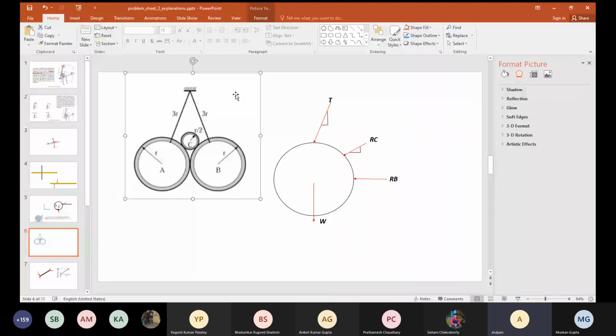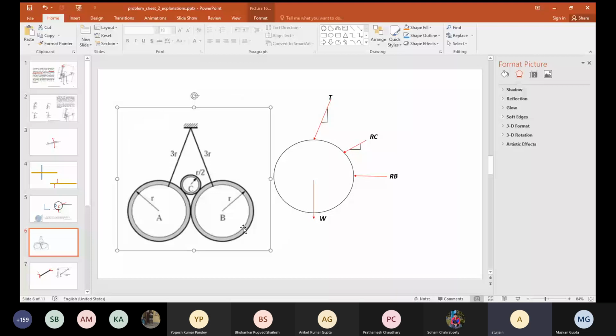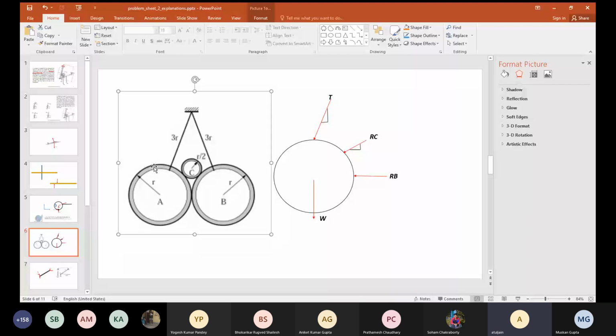In this question, you have two pipes which are heavy. They are tied by a thread, and in between the two pipes you are holding some mass. If the mass is too high, A will have a tendency to go towards the left, B towards the right, and this C would just fall down. We want to find out what the value of C should be so that my entire setup remains in equilibrium.